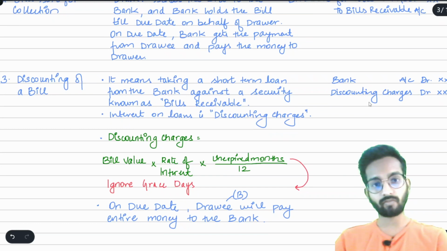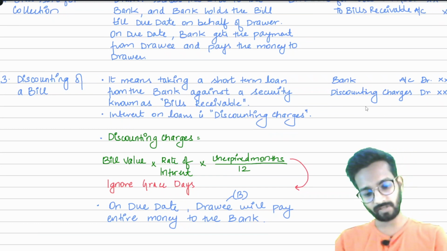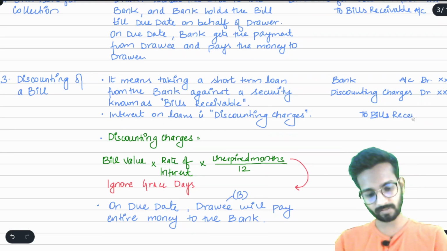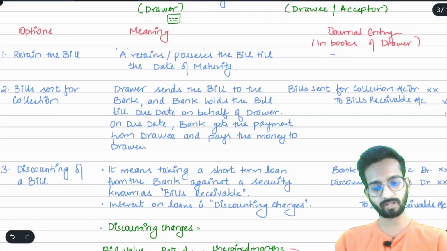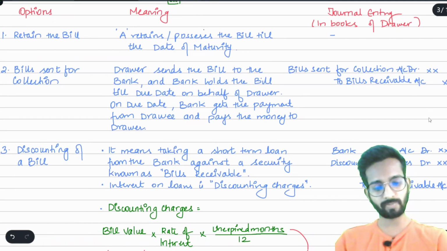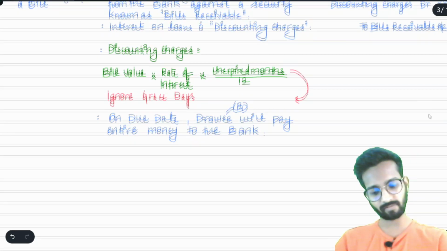Then what are we giving? Who are we? We are the drawer, we are A. We are giving bills receivable. So, to bills receivable account. That's it. Remember, bills receivable are going in all the cases. Bill sent for collection, to bills receivable. Bank account debit, discounting charges account debit, to bills receivable.